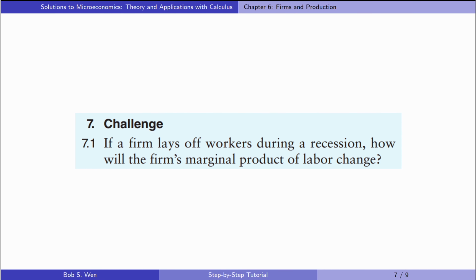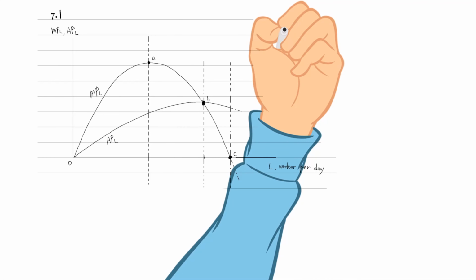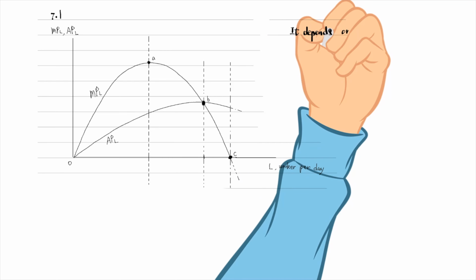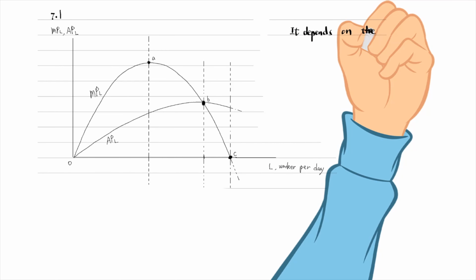Let's jump to the challenge part of this chapter. Here's exercise 7.1. If a firm lays off workers during a recession, how will the firm's marginal product of labor change? It depends on which part of the marginal product of labor curve the firm operates at.